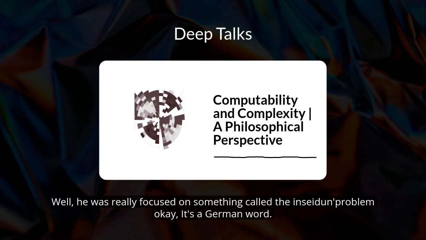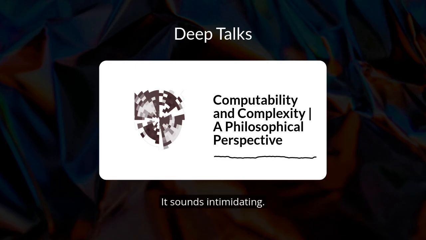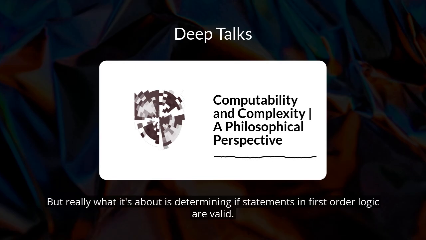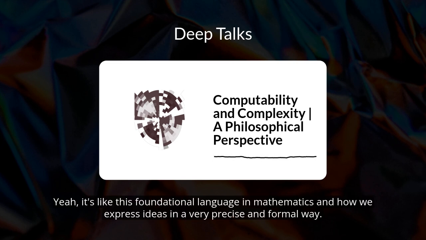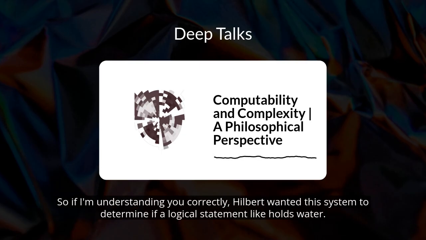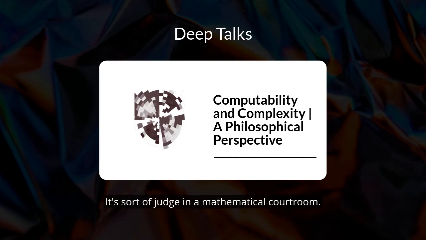That's ambitious. So what was his approach? Well, he was really focused on something called the Entscheidungsproblem. It's a German word. It sounds intimidating. It sounds very intimidating, but really what it's about is determining if statements in first-order logic are valid. First-order logic is like this foundational language in mathematics, and how we express ideas in a very precise and formal way. So if I'm understanding you correctly, Hilbert wanted this system to determine if a logical statement holds water, basically. Sort of like a judge in a mathematical courtroom. Yeah, that's a great way to put it.